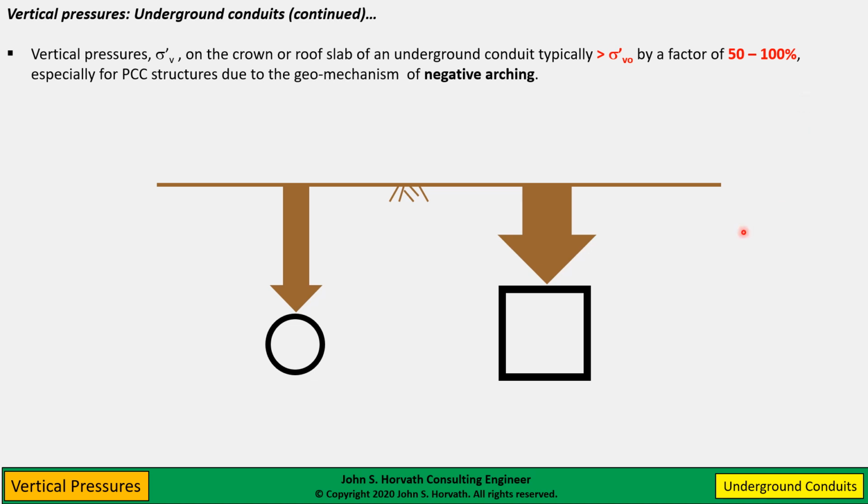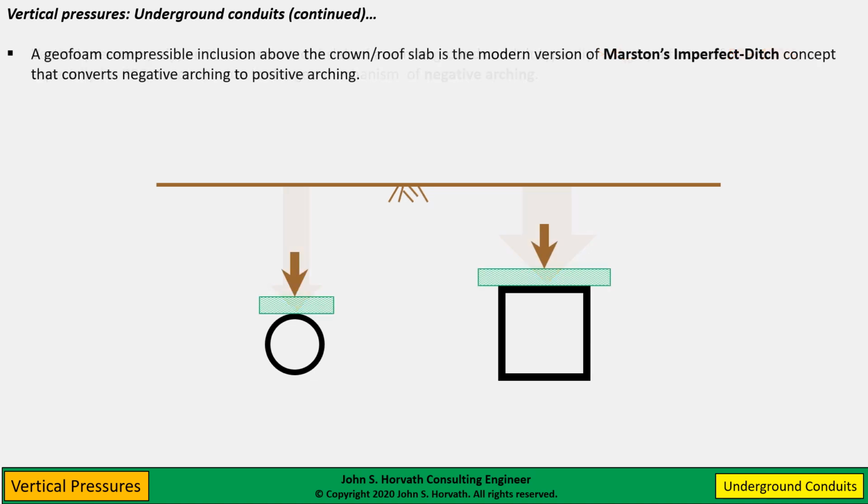Now, of course, you could design the conduit for this, but the question then becomes why would you when you can relieve those pressures very easily? So by placing a geofoam compressible inclusion, again, if you use the right material, and the emphasis here is on the right material, say resilient EPS block, these compressible inclusions generally need to be no more than a few inches, a few tens of millimeters thick. If you look at the literature, you will see people using EPS blocks several feet, a meter or more thick above the crown or roof slab.